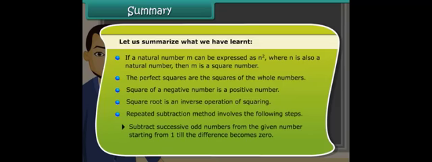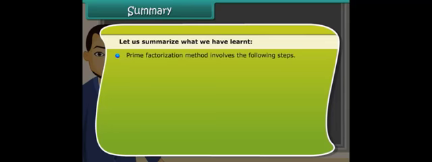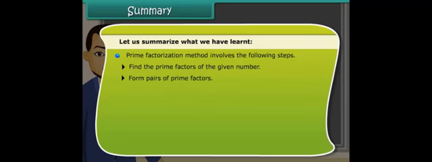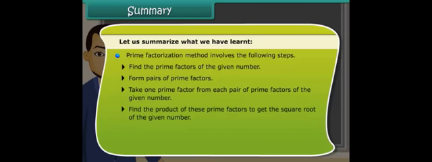Repeated subtraction method involves the following steps. Subtract successive odd numbers from the given number starting from 1 till the difference becomes 0. Count the number of steps it took to get the difference as 0. Prime factorization method involves the following steps. Find the prime factors of the given number. Form pairs of prime factors.